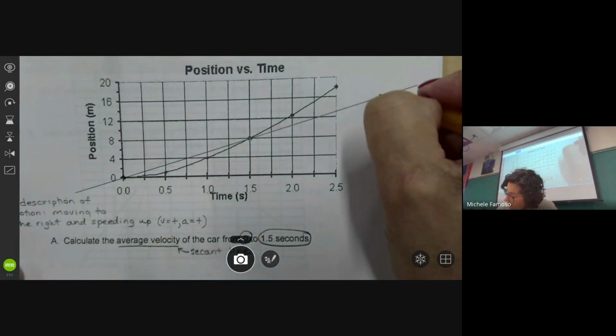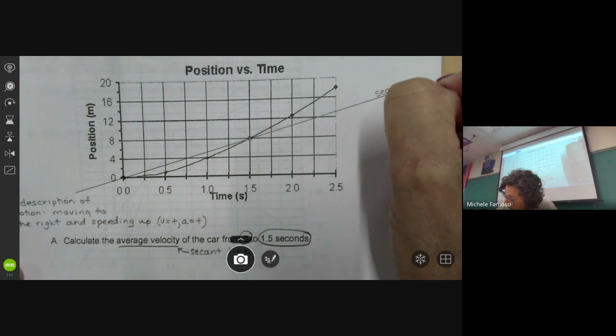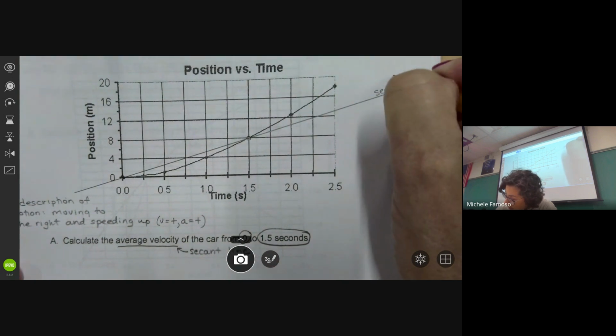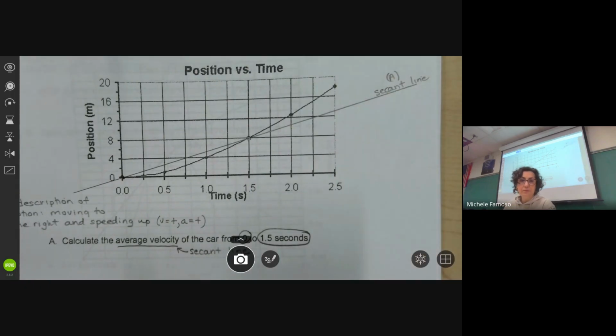I'm going to label this. This is my secant line, which I need for part A. And then we use our GAS method, just like we did yesterday. All right. So I need to find 2 points that are on the line.